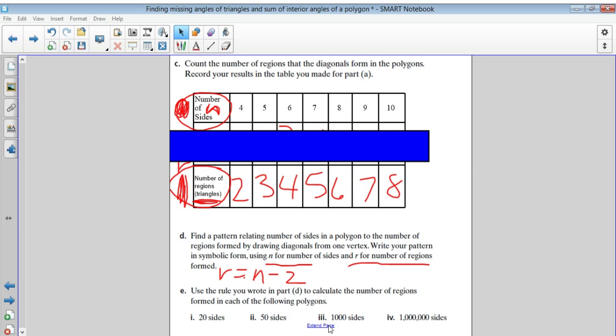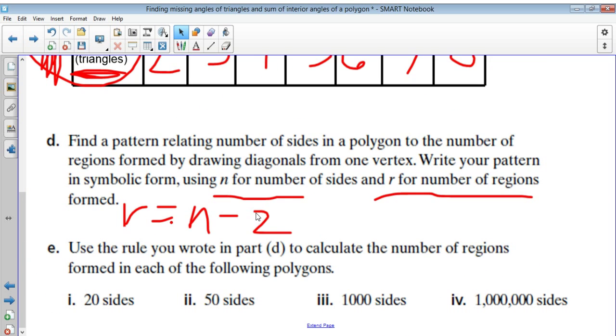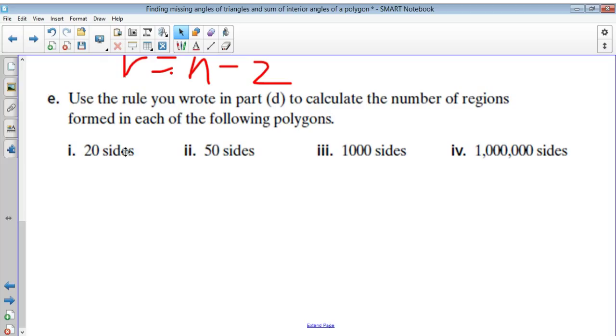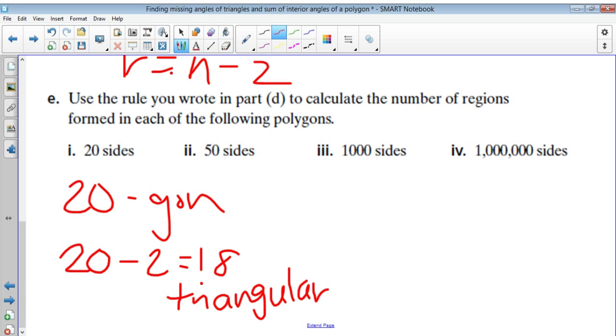Okay, and so you can try that for these 4 right here. If we wanted to figure out if we have a 20-sided figure, how many triangles would that break down into? So if I have what we call a 20-gon, right? There's a more formal name, but we get lazy in math. So it's a 20-gon once it's greater than 13. And then we would do the number of sides minus 2, which gives us 18 triangular regions. That's easy, right?